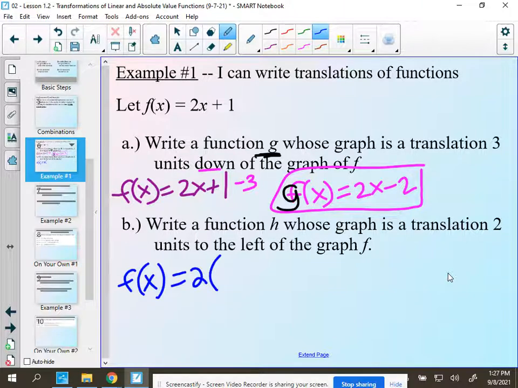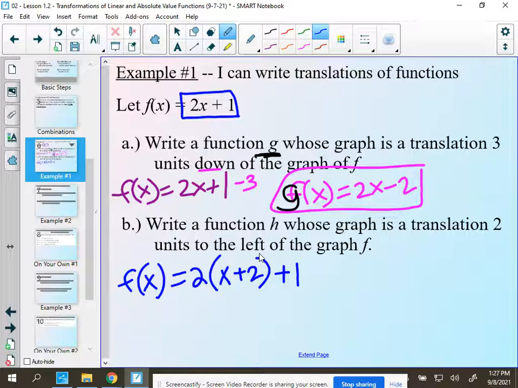And then let's see, left. I want to go left. You would think subtraction, but it's not. It's backwards. If I want to go left, I actually need to add how many units? 2 directly to the x. Everything else stays the same. So we're working off of this one right here. So 2 peeled off the 2, and the plus 1.